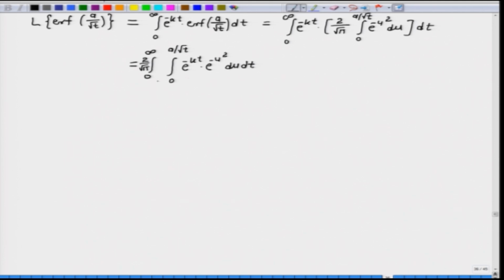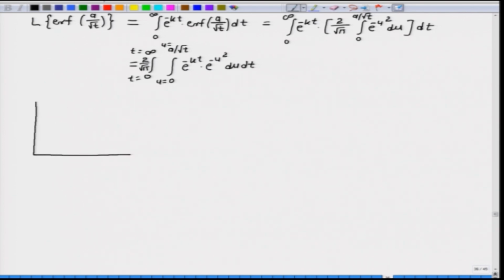The limits are defined for u from u equal to 0 to u equal to a by root t, and the outer integral is for t. So, the limits of the outer integral are defined as t equal to 0 to t equal to infinity. So, how do we change the order of integration? There are two variables here, u and t.